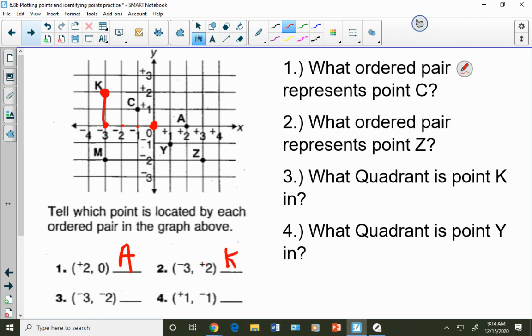Let's try the next one. All right. We've got -3 for x and -2 for y. So if I start at the origin and I go -3 for x, I have to go left because left is negative. So 1, 2, 3, stop. And then -2 for y. Is that up or down for y? Well, it's down. 1, 2. So what point do I end up at? I end up at point M.